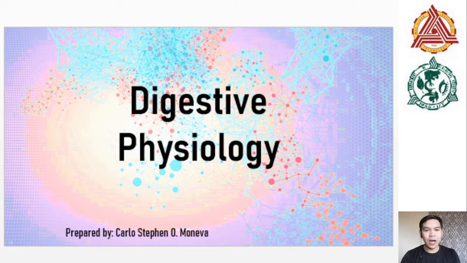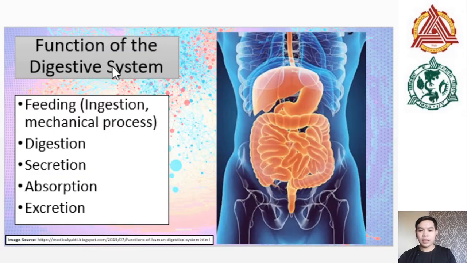In this video, I will be discussing animal digestive physiology. The gastrointestinal, or simply the GI, system of an animal serves important functions. First is feeding, that is, the delivery of food to the start of the GI tract. This involves ingestion and the mechanical process of breaking down of food.